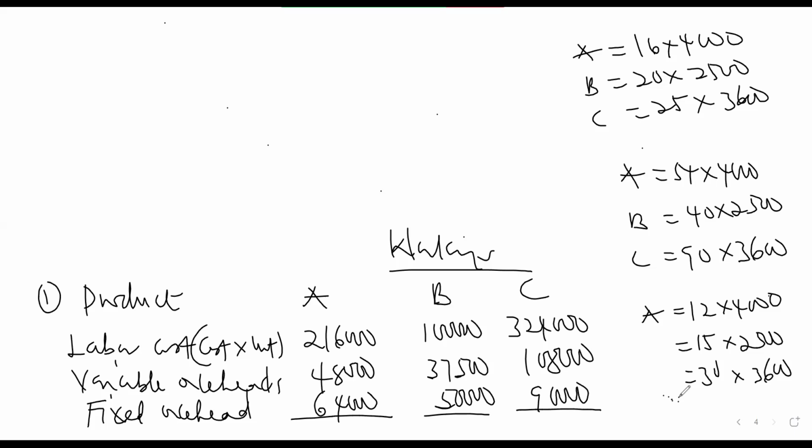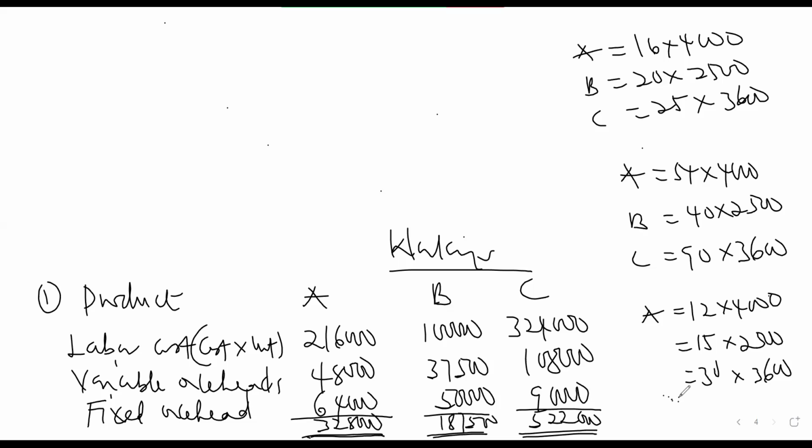You total and total again. Okay. So let's total them for each of them. Let's take it one by one. I'm taking the A, 216 plus 48 plus 64. I'm getting 328. The C, 522,000. Okay. Then B, 187,500.